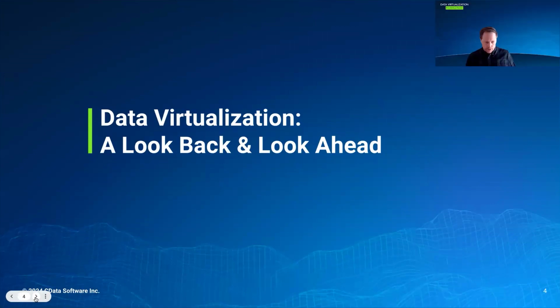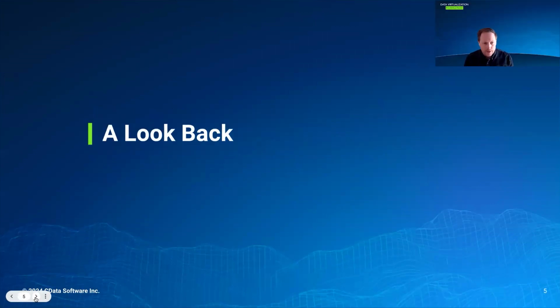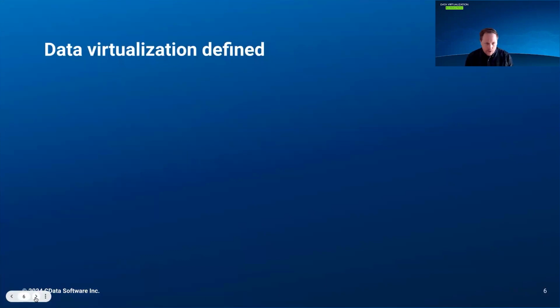Jumping into data virtualization, a look back here. Just to start off, because I know data virtualization is a pretty popular topic that has a lot of definitions, and a lot of people have some misunderstandings of what data virtualization does, we wanted to start off with a common definition of what data virtualization is.